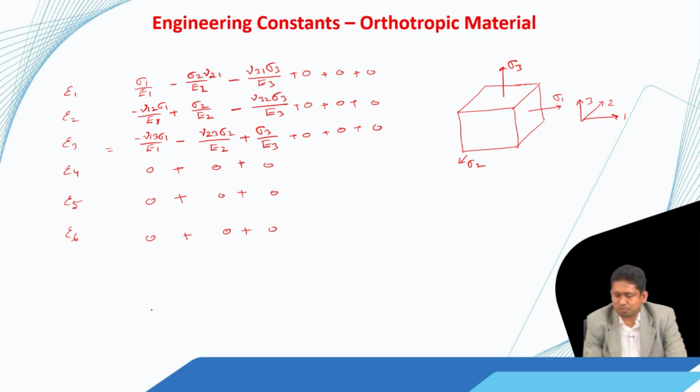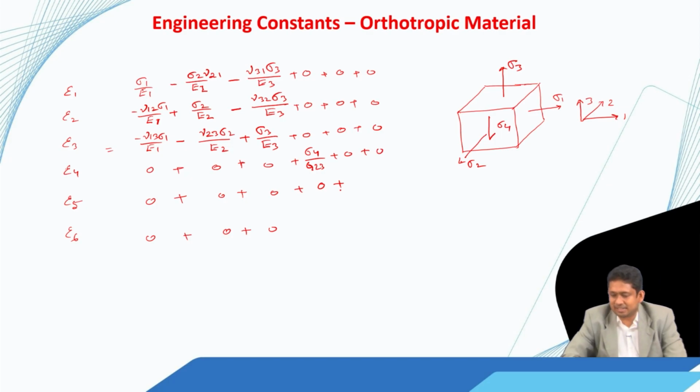Now, let us assume that in the 2 3 plane we have a shear. So, that shear is sigma 4, and due to that sigma 4 we will have sigma 4 divided by G 2 3, and there is no shear coupling. So, this will not induce any other shear strain.